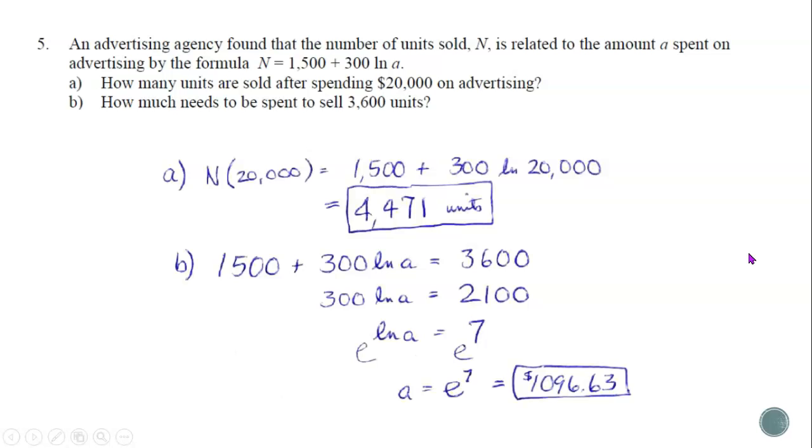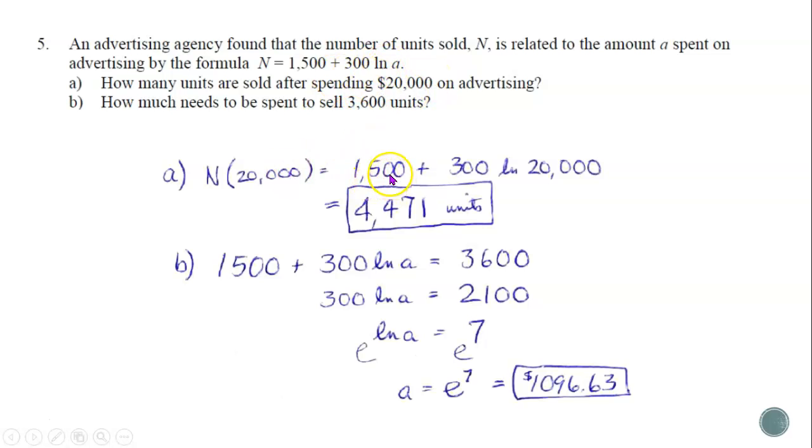Now some word problems. An advertising agency found that the number of units sold is related to the amount A spent on advertising by the formula N equals 1,500 plus 300 ln A. In that equation, the N stands for the number of units sold, and the A stands for the amount spent on advertising. First question, how many units are sold, that is, what is N, after spending $20,000 on advertising, when A is 20,000? So just put 20,000 in for A.